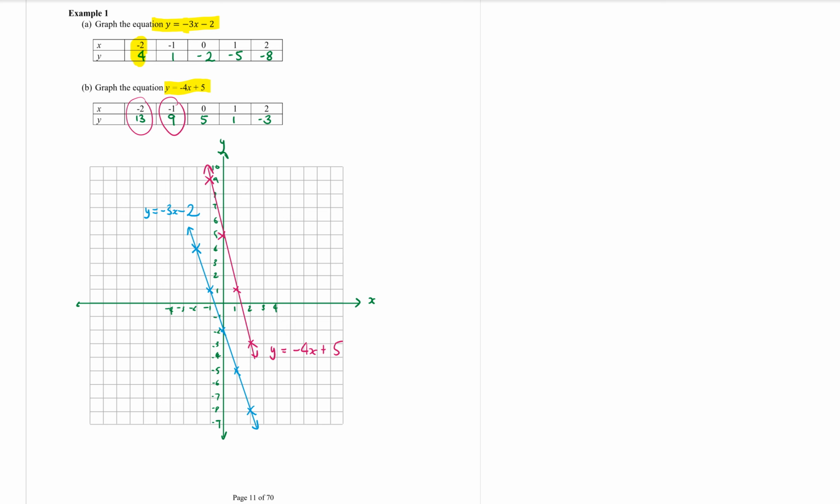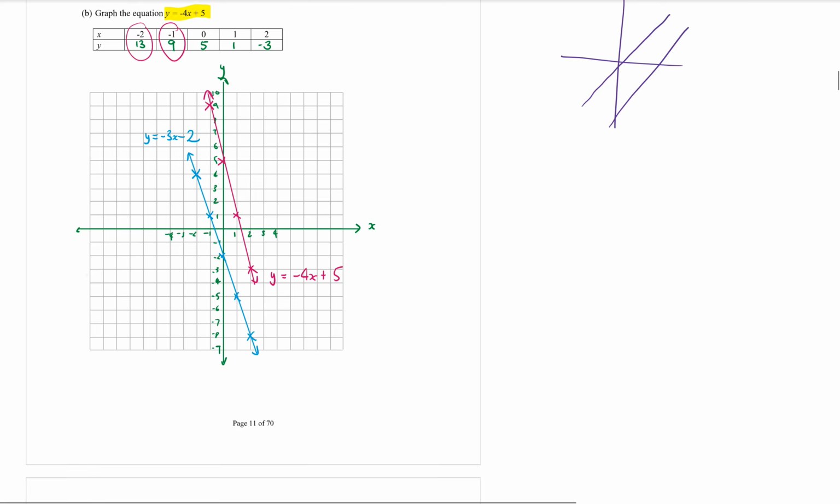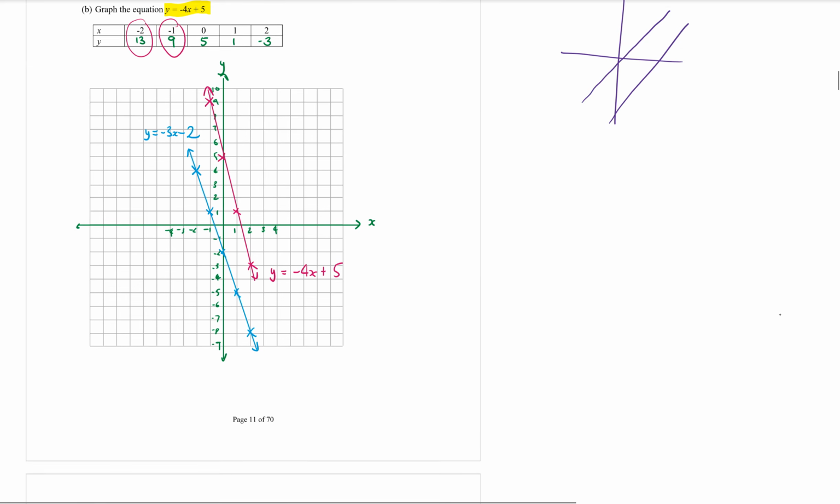So what effect did those minus signs have? Well, maybe you remember last lesson when we drew our linear equations, they all were going up. These ones are coming down, so the minus ones make them slope downwards like that. Okay, let's try another one on the next page.